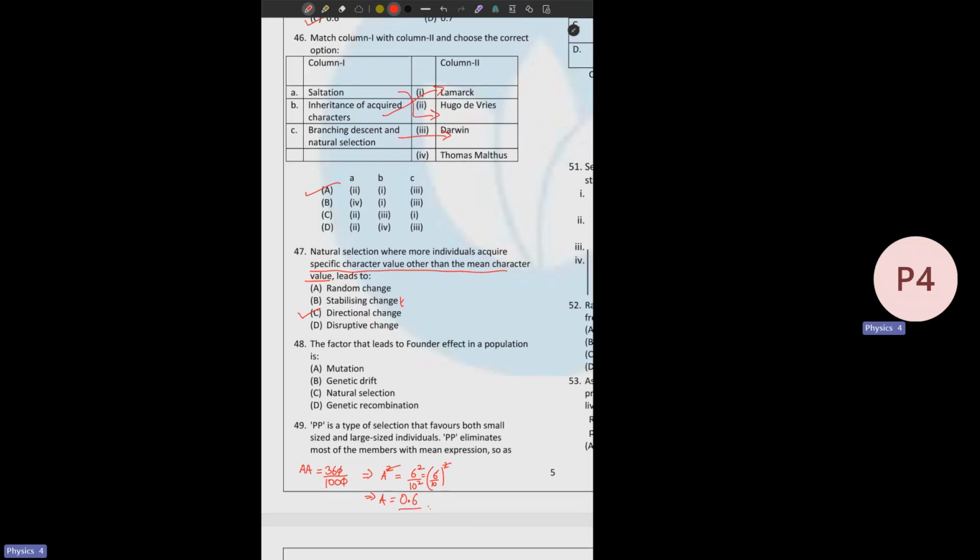The factor that leads to founder effect in a population is genetic drift. We have also talked about this question earlier, in the other question also.